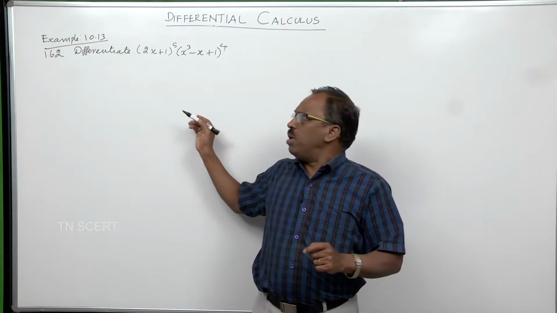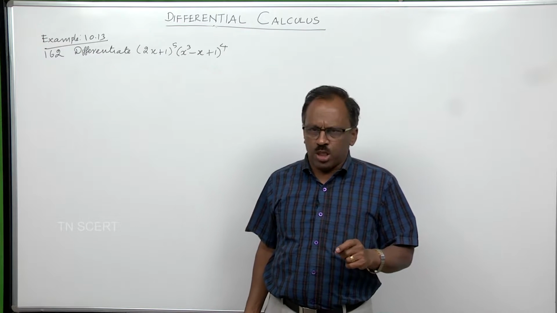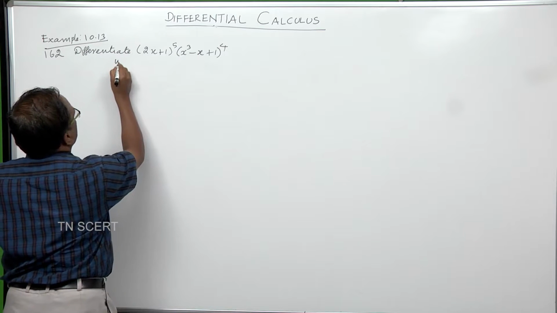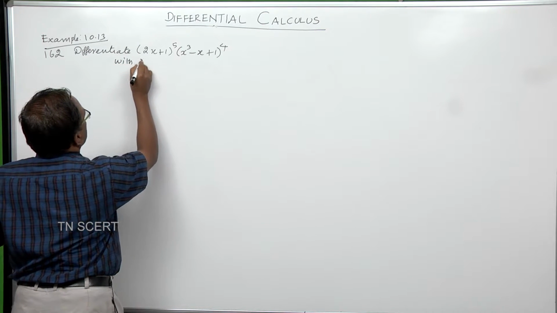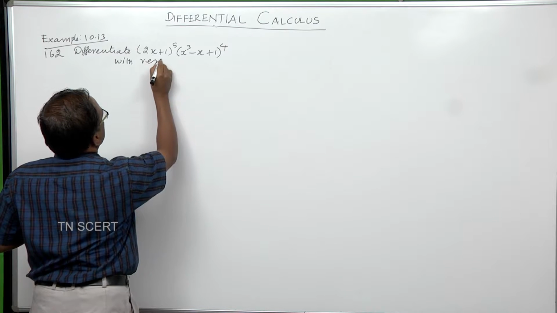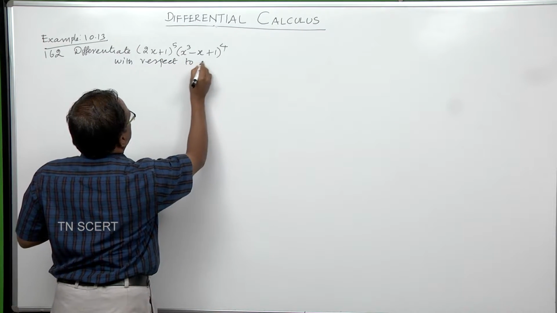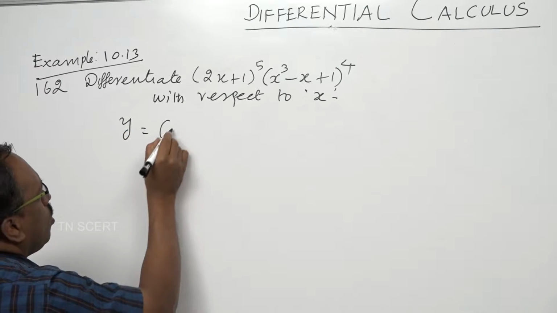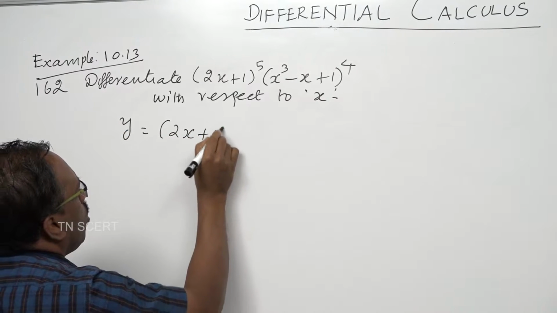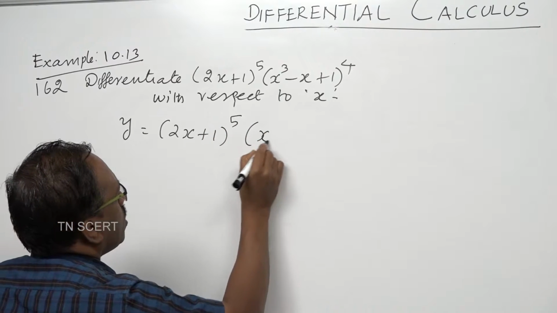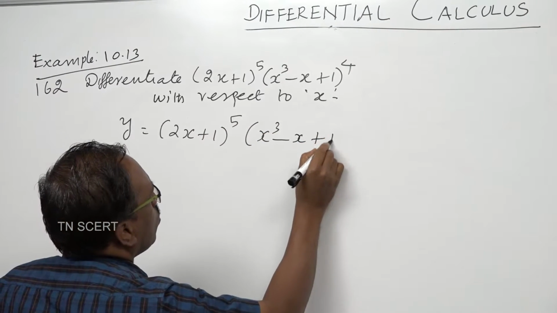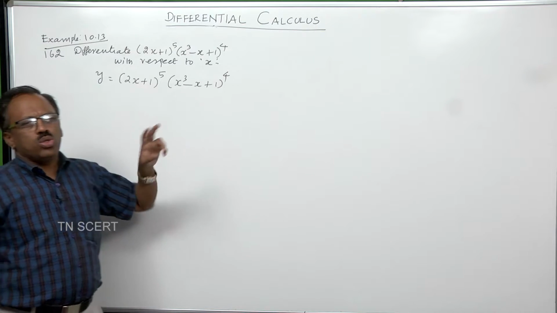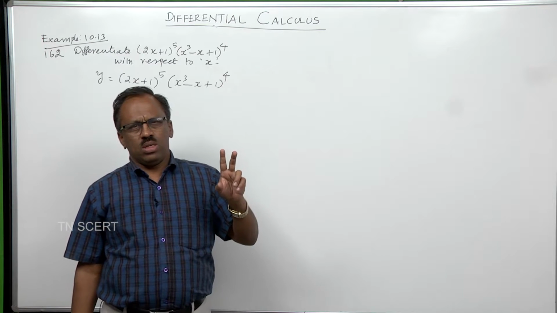Now, this problem we are going to differentiate with respect to x. Simply it is given as differentiate, so the functions are involved with this, that means it is with respect to x. So, y is equal to (2x plus 1) whole power 5 times (x cube minus x plus 1) whole power 4. Here it involves two algebraic functions.